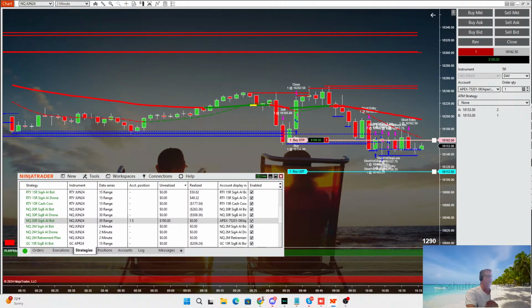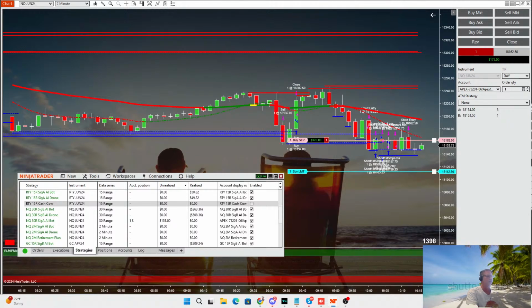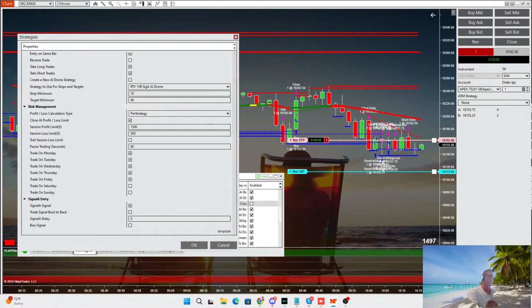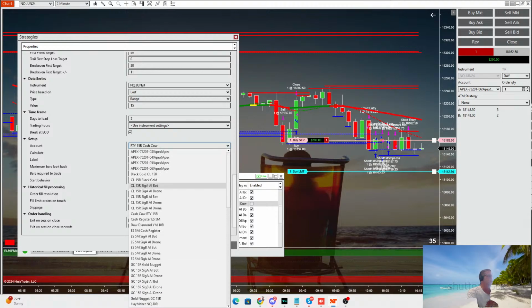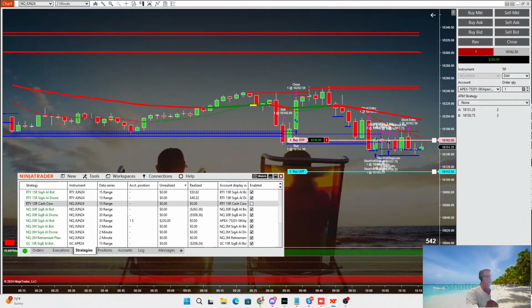So to put your strategy into a live account, if it's currently in a sim account, you would first disable it and then right-click on it and select Edit Strategy. Once you open it up, you would scroll towards the bottom and switch under Setup to the account. This is my Cash Cow strategy. I would switch it to maybe one of my Apex accounts or my live account here. And then once it's on the live account, I would enable it.